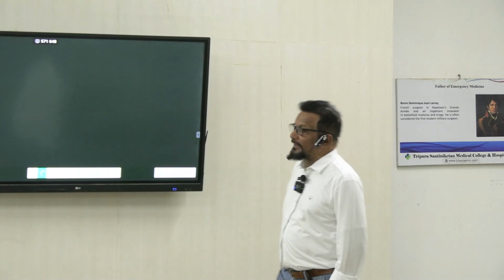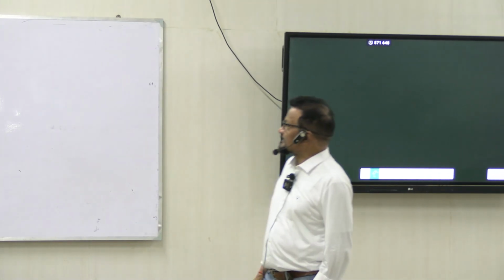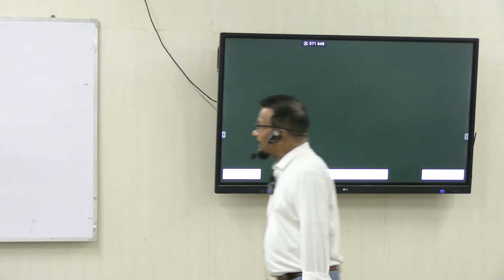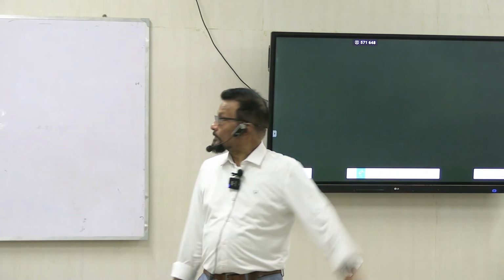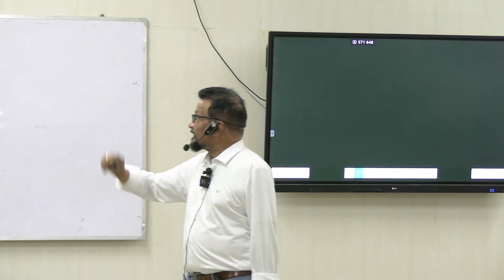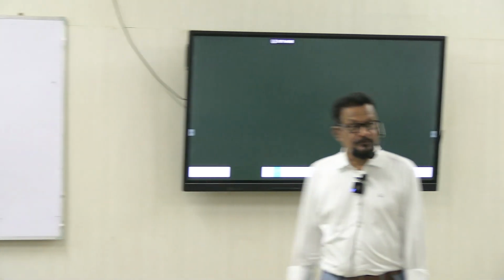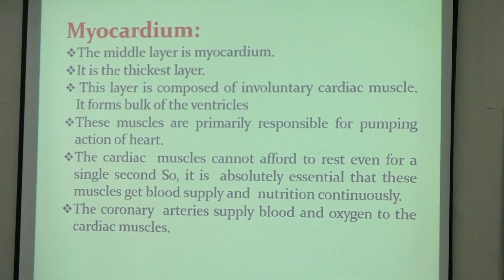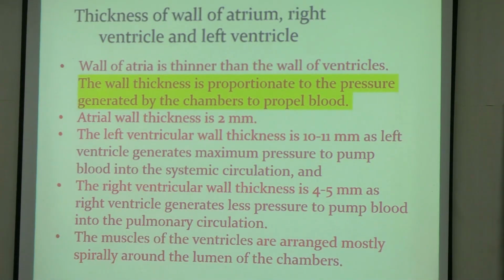The myocardium. The middle layer is myocardium. It is the thickest part. This layer is composed of involuntary cardiac muscles. It forms the bulk of the ventricles. These muscles are primarily responsible for the pumping action of the heart. The cardiac muscles cannot afford to rest. They are restless, even for a single second. So it is absolutely essential that these muscles get blood supply and nutrition continuously, and it is done by coronary circulation. We will learn in detail. The coronary arteries supply blood and oxygen to the cardiac muscles.